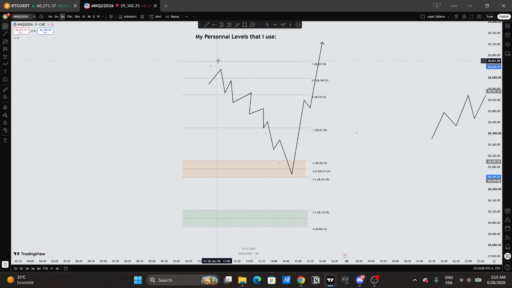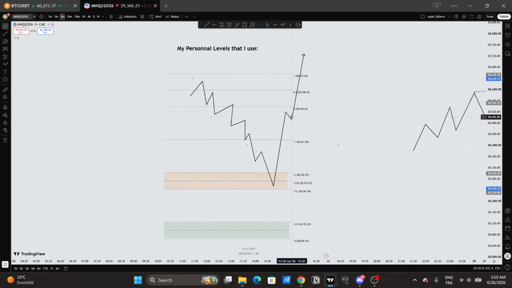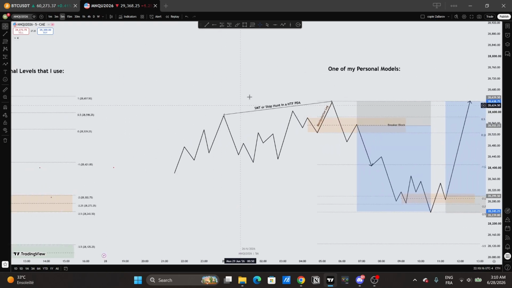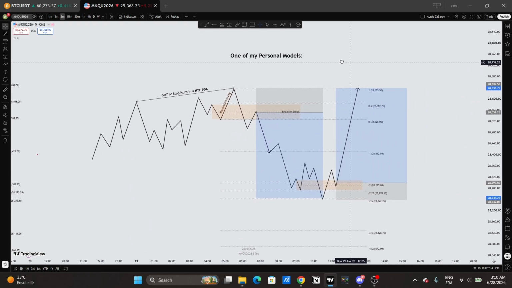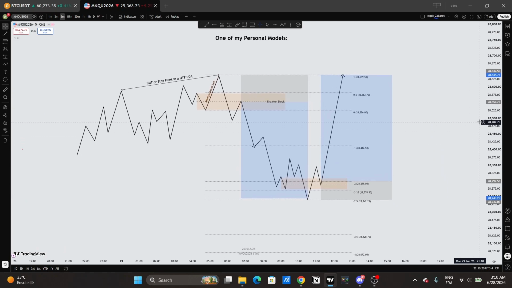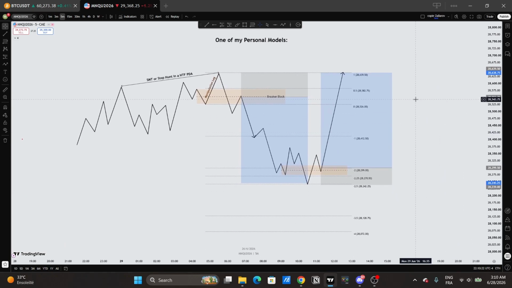Or as I like to call it, the origin of the move. So these are my personal levels. Now let's see an example of a chart and one of my personal models that I trade every day. So what we have here, we have market creating price action, and then here we have an SMT or a stop hunt in a higher time frame PD array.